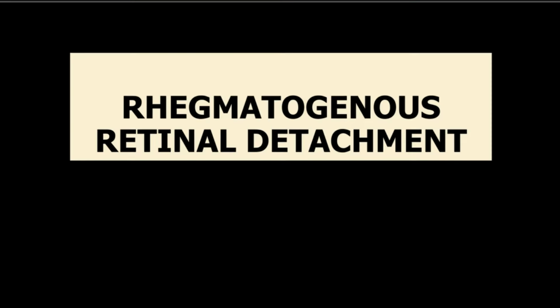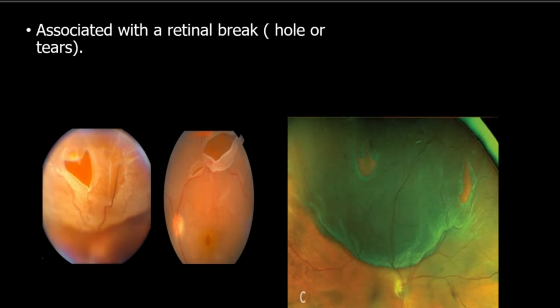Now, for the purpose of this video, we shall be discussing in detail the rhegmatogenous retinal detachment. Rhegmatogenous retinal detachment is usually associated with a retinal break. A retinal break could be a hole or it could be a tear in the retina. Now, what are the risk factors for development of this rhegmatogenous retinal detachment?